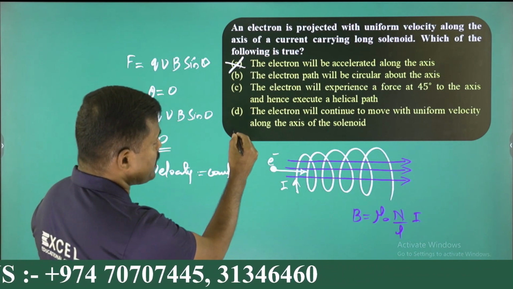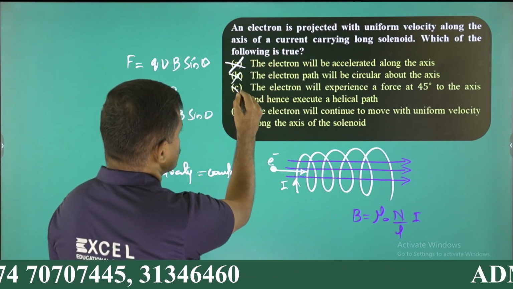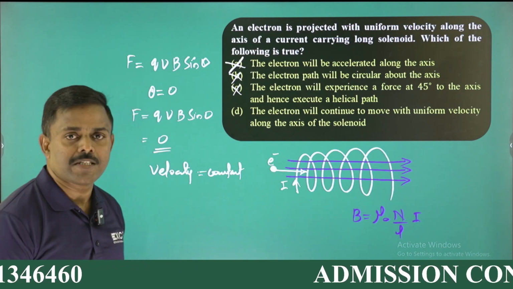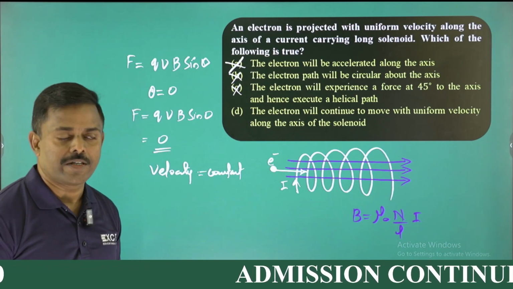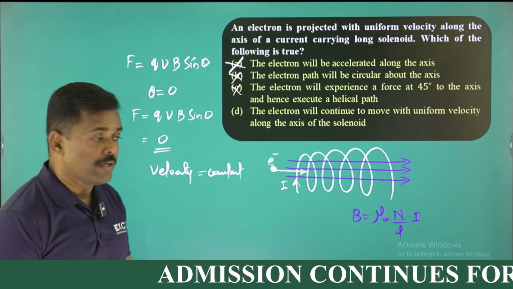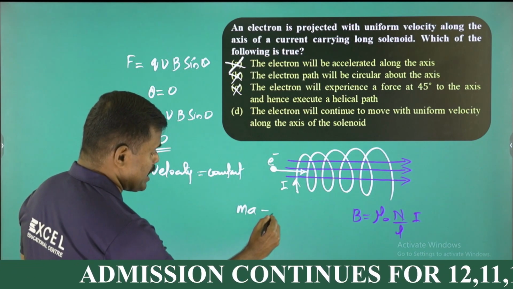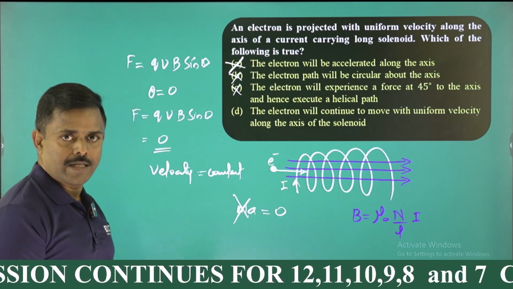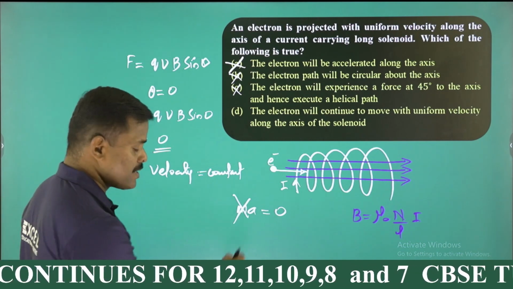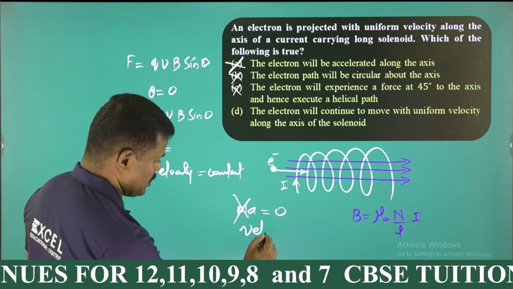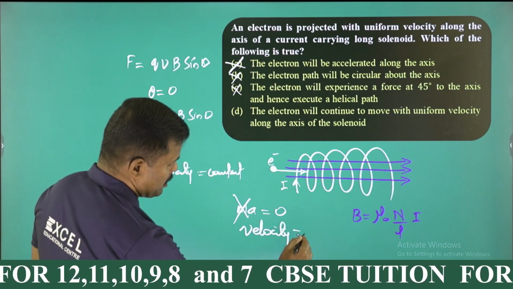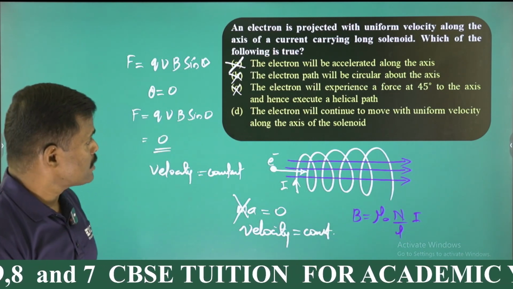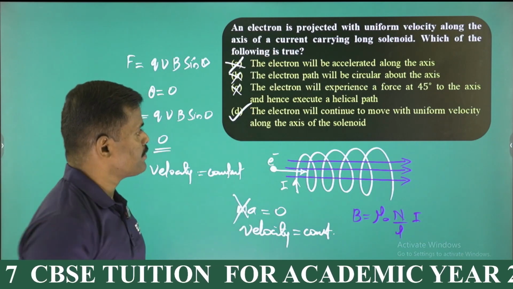So, let's see the options. This is wrong. This is also wrong. Option D, the electron will continue to move with uniform velocity along the axis of the solenoid. Why? Because force is 0. Force is 0 means ma is equal to 0. But m can never be 0, right? Mass is a non-zero quantity. So acceleration is 0. Acceleration of 0 means what? Velocity must be equal to a constant. Okay. So the correct answer is option D.